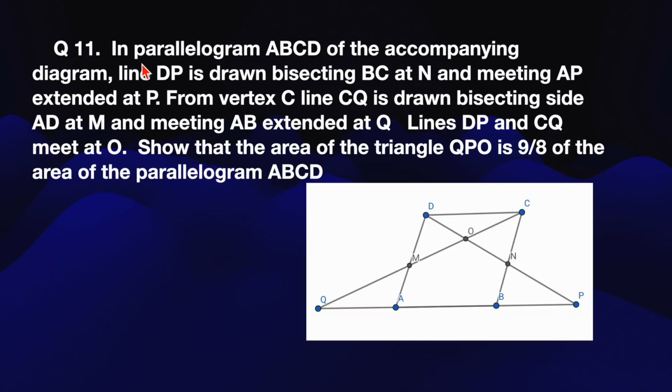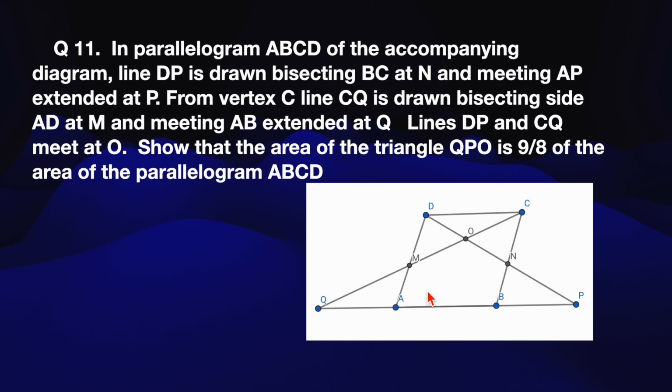Question 11. In a parallelogram ABCD of the accompanying diagram, line DP is drawn bisecting BC at N and meeting AP extended at P from vertex C. Line CQ is drawn bisecting side AD at N and meeting AB extended at Q. Lines DP and CQ meet at O. Show that the area of the triangle QPO is 9 upon 8 of the area of the parallelogram ABCD.